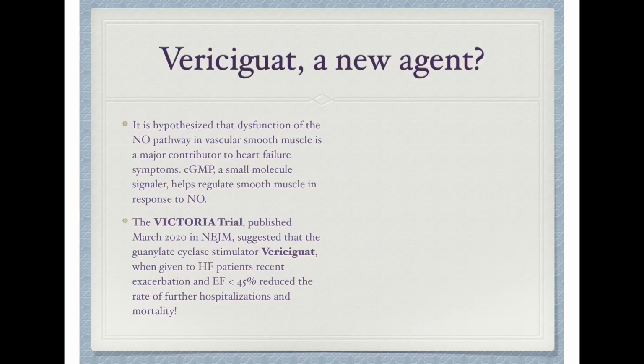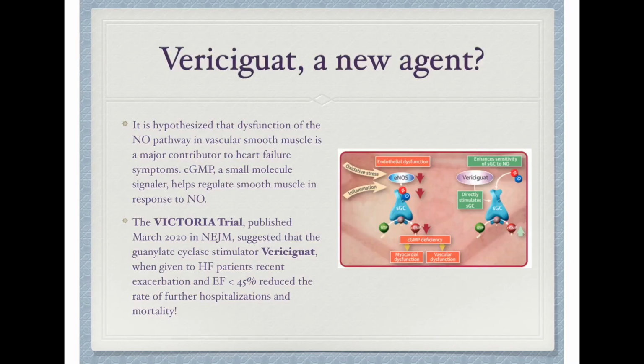So the recent Victoria trial, published in March 2020 in the New England Journal of Medicine, showed that the addition of this guanylate cyclase stimulator Vericiguat in patients with EF less than 45% and recent CHF exacerbations reduced the incidence of further hospitalizations and mortality. Here's a diagram of how Vericiguat is thought to work.